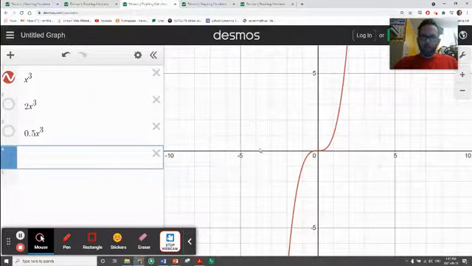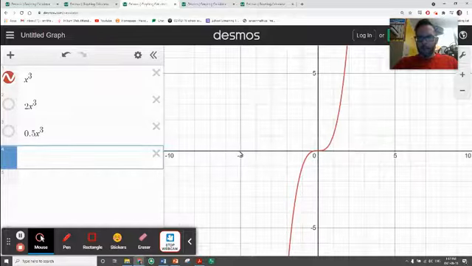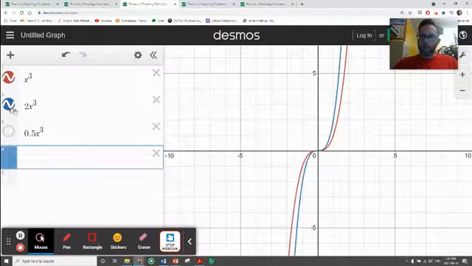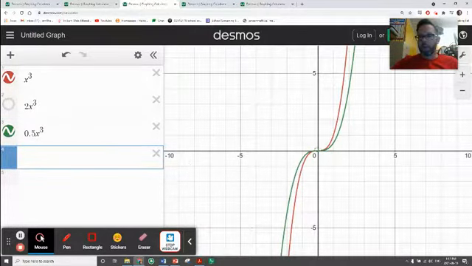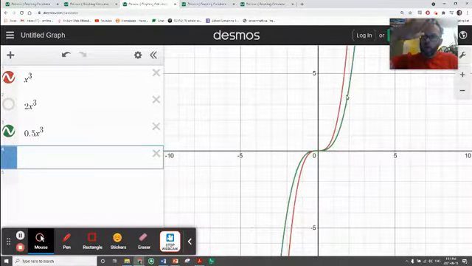Basic cubic function. And when we multiply that base function by 2, you can see what we have is like a stretched out version. It's like that cubic function has been pulled and stretched upwards. Whereas 0.5x cubed, now the red value is the original, those values are more squashed towards the x-axis.